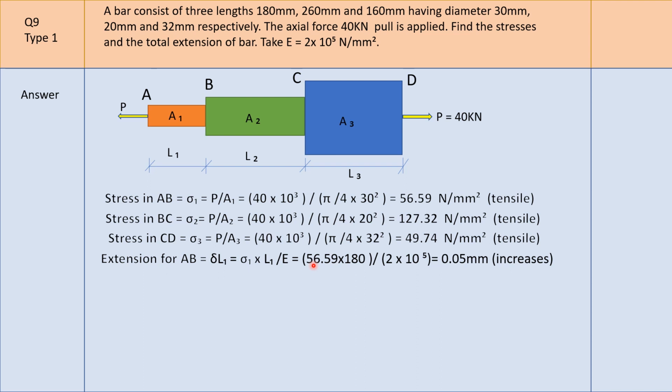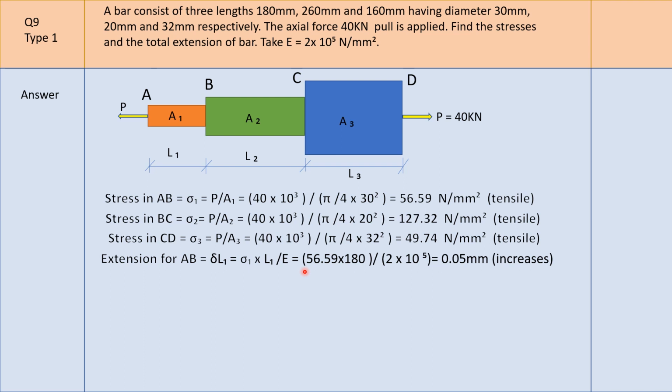So how, take your calculators in the hand and start the calculations. Bracket open, 56.59 into 180, bracket close divided by bracket open 2 exponential 5 bracket close is equal to, check, are you getting the answer? 0.05 mm increases.